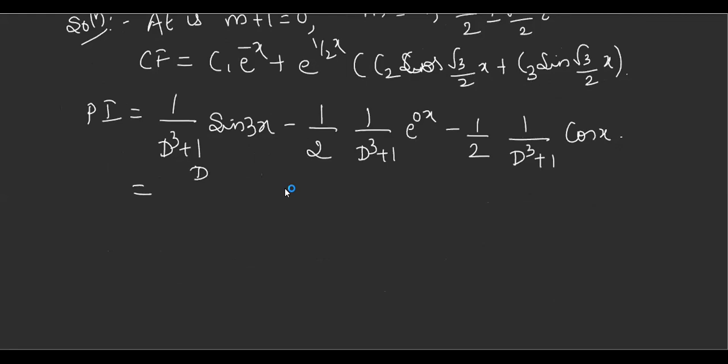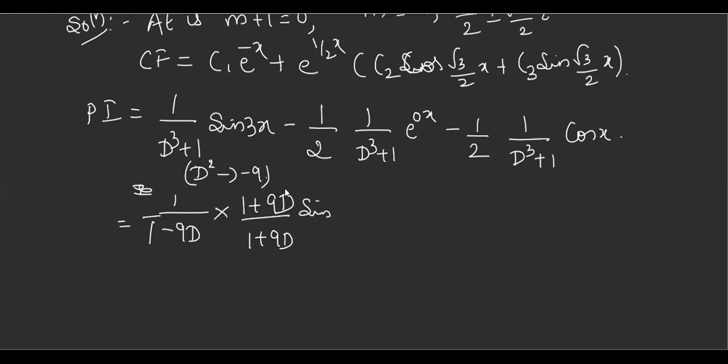Tell me what is to be replaced. D square by minus 9. So it is 1 upon, just see, minus 9: D cube is D square into D, and D square is minus 9, so minus 9D plus 1 is there. I'll write that 1 here. I'm avoiding one step. Both are one and the same. When you have 1 minus 9D, what has to be done? Multiply and divide by the conjugate pair, 1 plus 9D, operating on sine 3x.